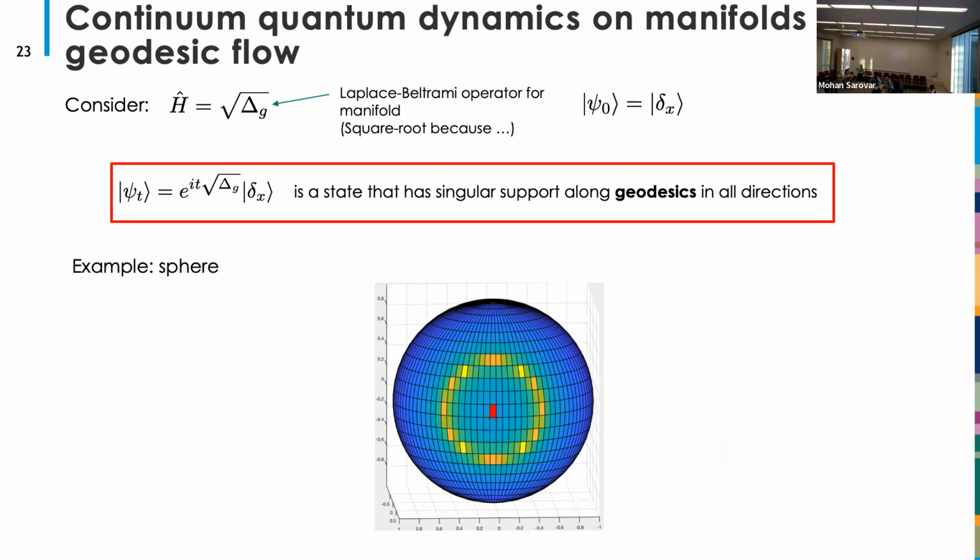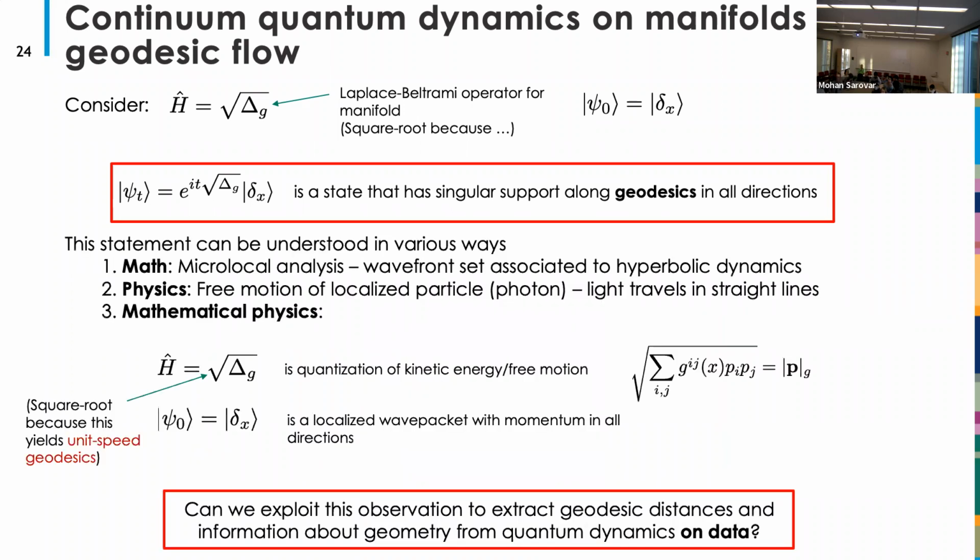So that's great. That tells me that geodesics are really intrinsically tied to geometry. These are shortest paths on the manifold. I've shown you that this holds, but how can I understand this statement? I can understand it in various ways. From the math perspective, I think it's best captured in a field called microlocal analysis, where the statement is that the wavefront set associated to hyperbolic dynamics is concentrated on geodesics in all directions.